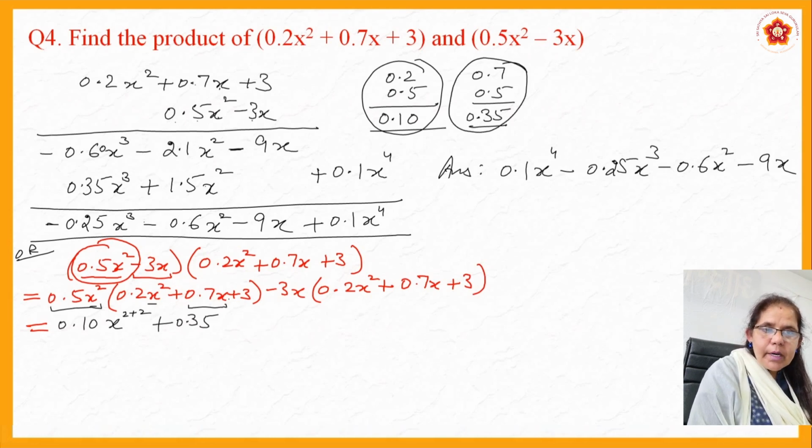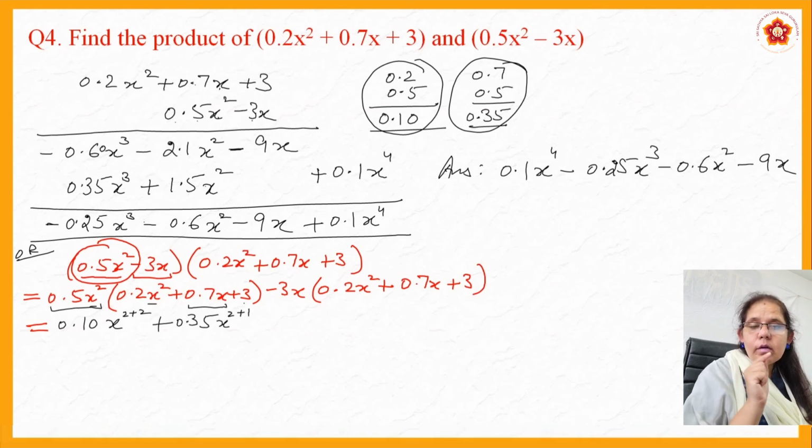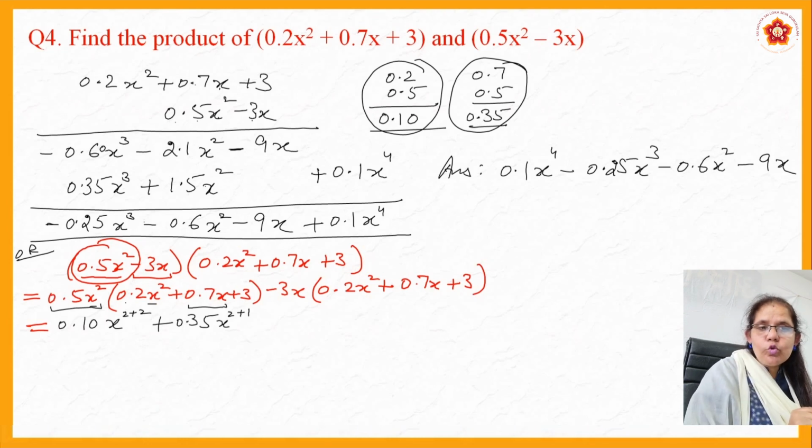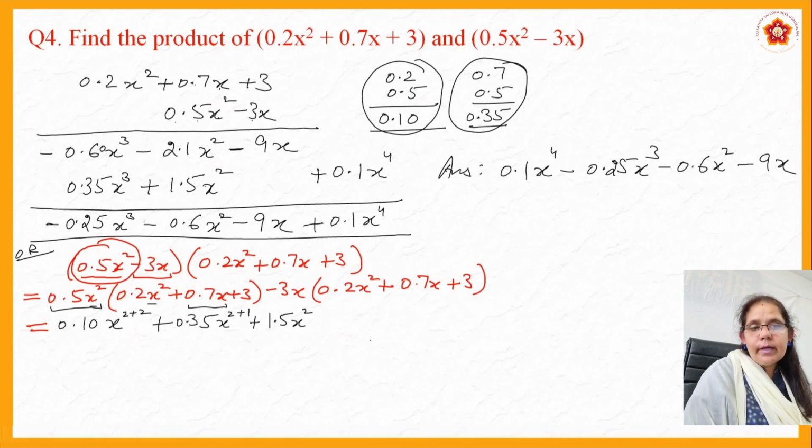x square is to be multiplied by x. Whenever x square is multiplied by x, the base is the same, so the powers will get added up: 2 plus 1. Then I have the next term, 0.5x square multiplied by 3. So 5 3s are 15. It will become 1.5 and x square will be here.